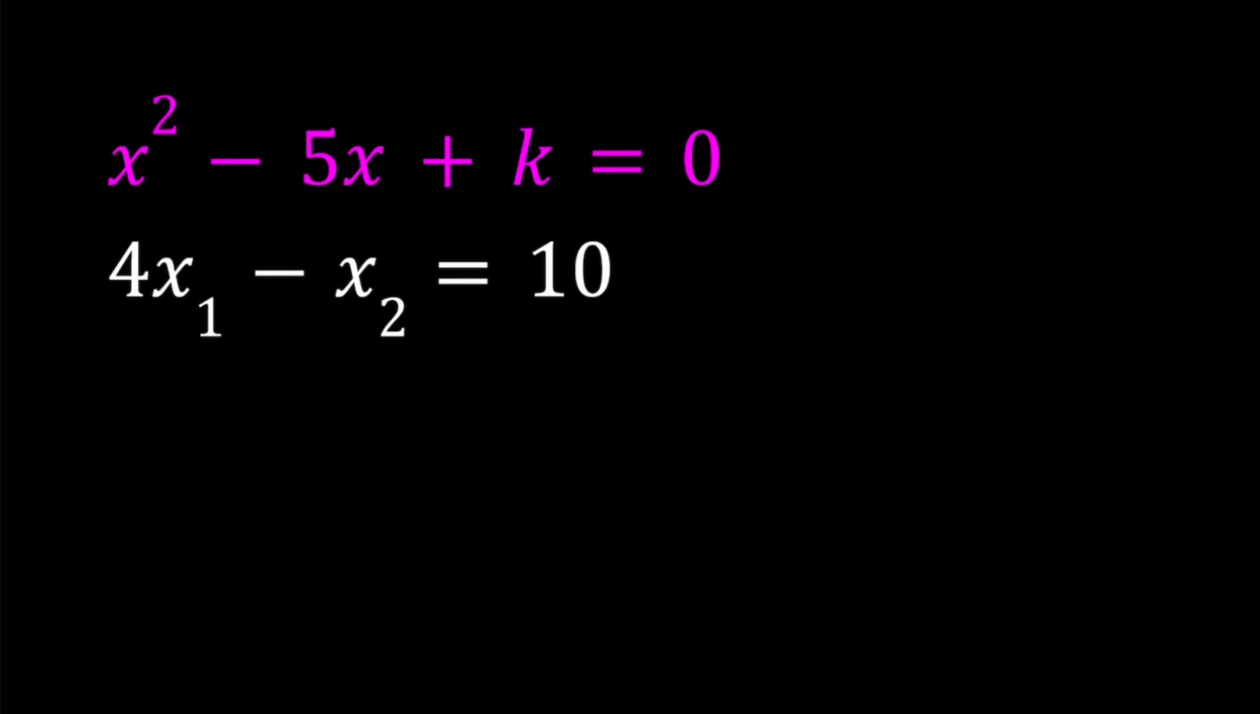Hello everyone. In this video, we're going to be dealing with a quadratic equation. We have x squared minus 5x plus k equals 0. K is a constant. And the roots of this equation are x sub 1 and x sub 2. We're also given the relationship 4 times x sub 1 minus x sub 2 equals 10. So we're going to be looking for the k values.